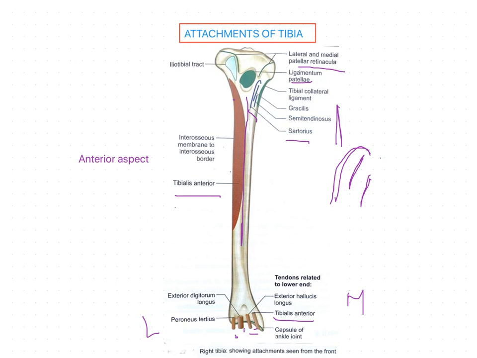So that is lateral and medial patellar retinacula. And if you see more on the lateral aspect, it is giving some attachment to the iliotibial tract. Okay, now we will move on to the attachments on the posterior aspect.